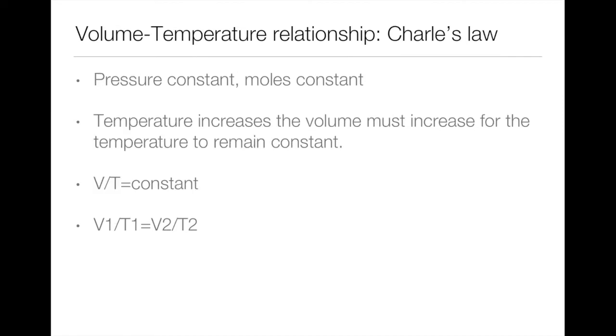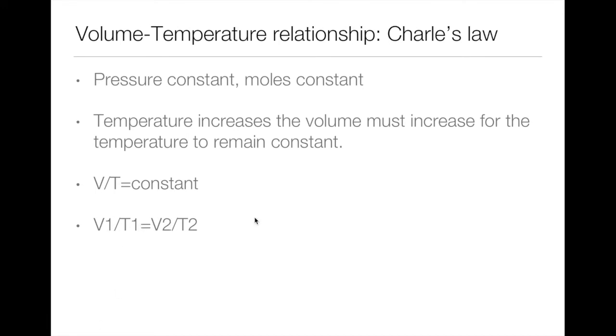Then we've got Charles's law, which associates volume with temperature when the pressure and the amount are constant. If a sample of gas is heated, the volume must increase for the pressure to remain constant. So there is a direct relationship between the Kelvin temperature and the volume. As one increases, the other also increases. This is represented mathematically like this: V over T is constant. Again, if there is a change from one set of volume and temperature conditions to another, Charles's law can be represented as V1 over T1 equals V2 over T2.